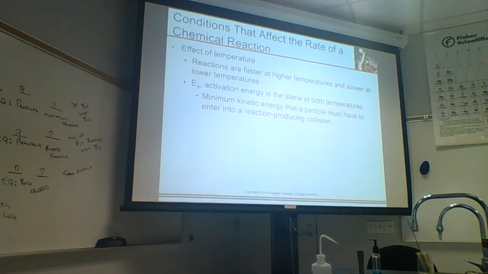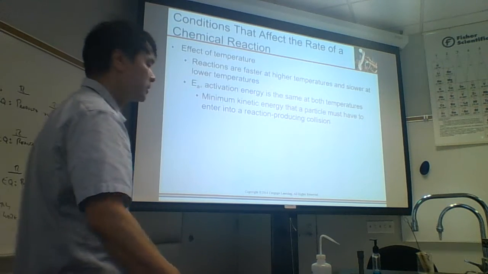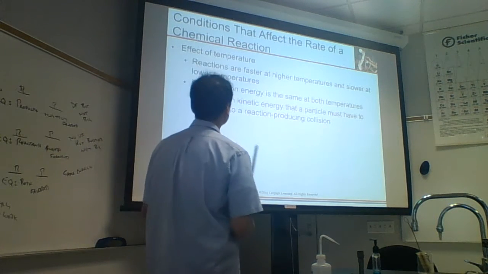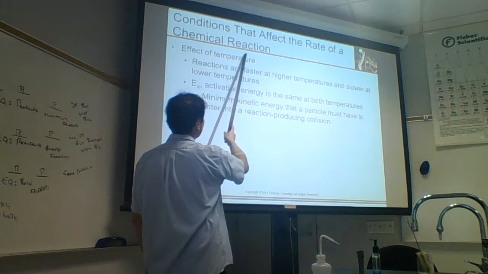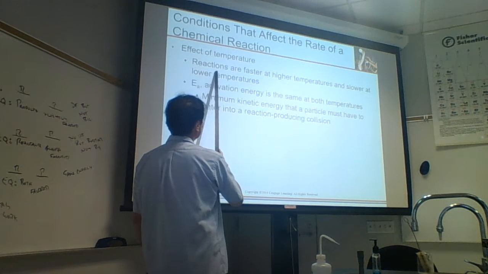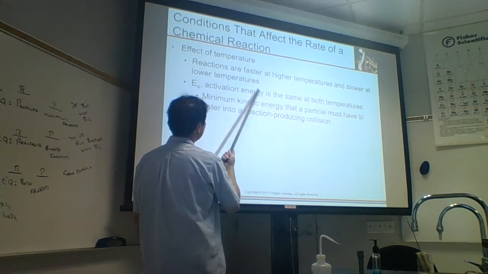And therefore, if there's a greater population, you're going to get more collisions. More collisions will result in more reaction. And that's what we call the rate of reaction. In fact, you got to be careful because some of these reactions can be quite explosive if you get too fast. So reactions are faster at higher temperature and slower at lower temperature.